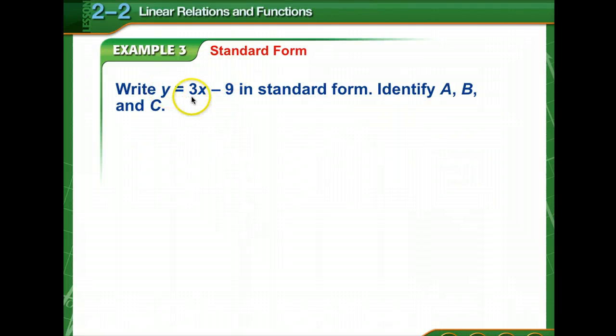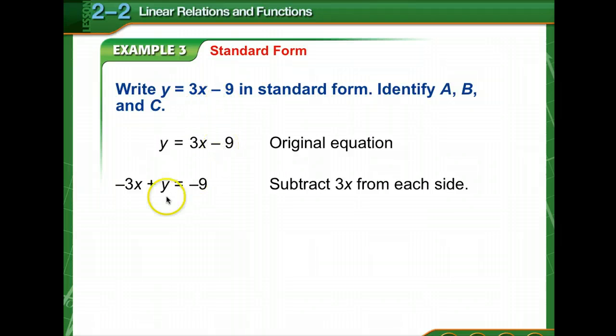Okay, so they want us to write y is equal to 3x minus 9 in standard form and identify a, b, and c. So the first thing we need to do is put the x first, then the y, and then the constant all by itself. So we're going to subtract 3x from both sides. That way we have it as ax plus by is equal to c. Ax plus by is equal to c. So stop and think a minute. What is a? What is b? What is c?